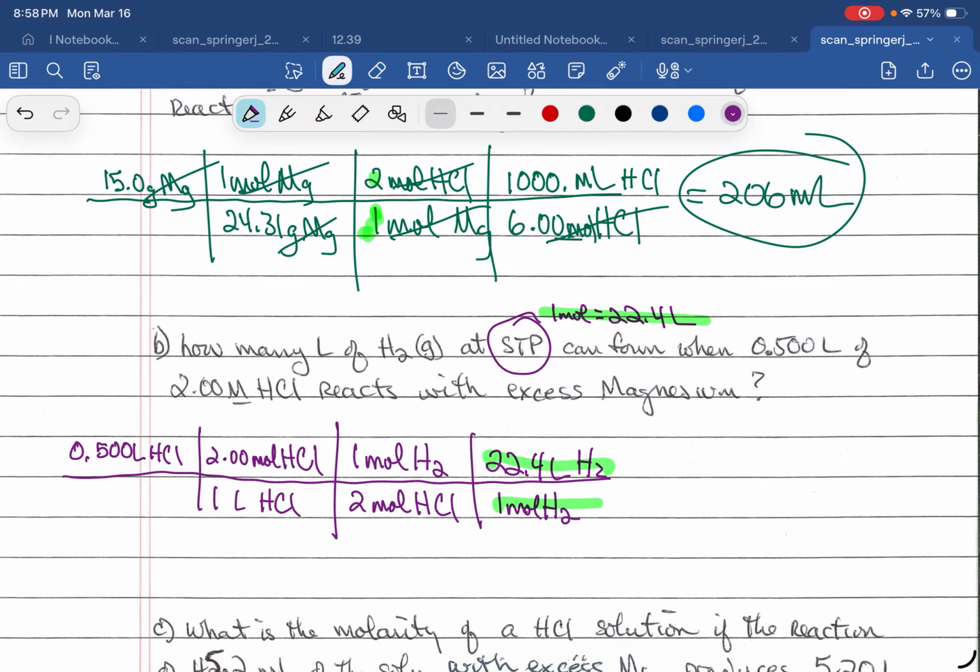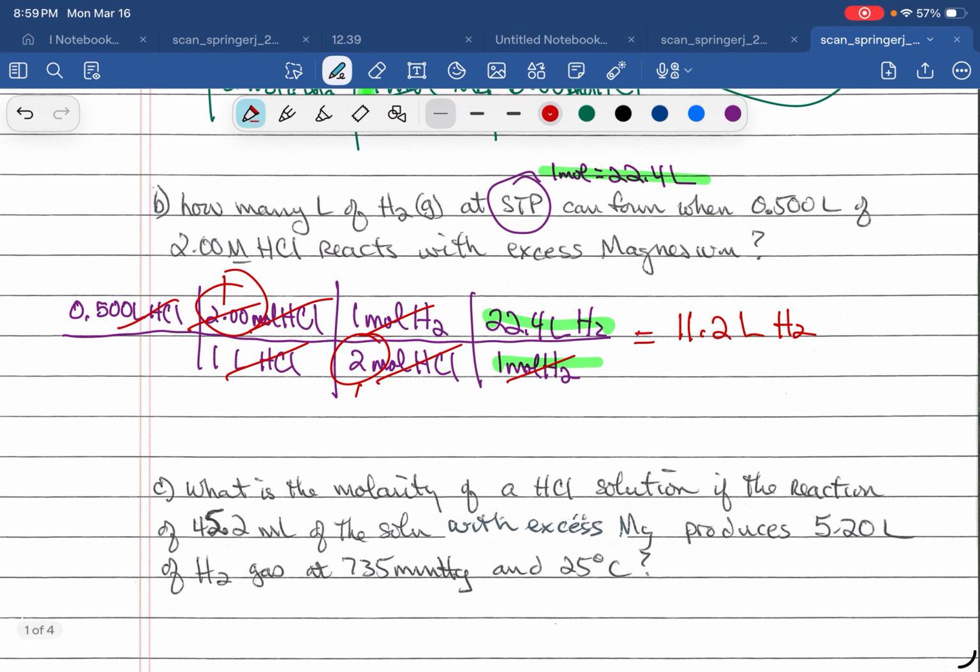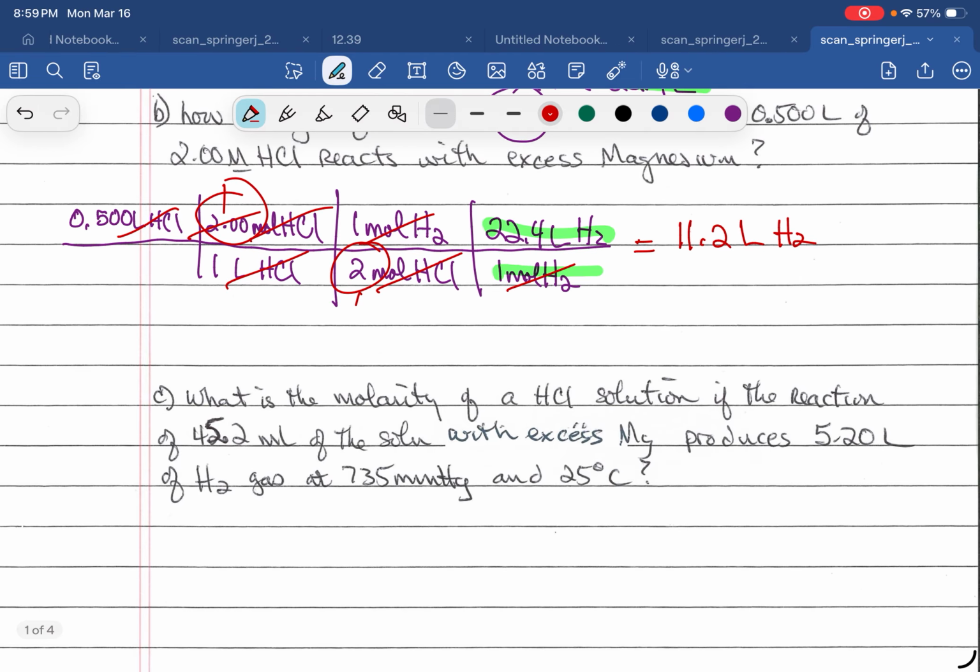At this point I'm canceling liters of HCl, moles of HCl, and moles of H2. And I can also reduce this 2 and this 2 to 1 and 1, so 0.5 times 22.4. So half of 22.4, I'm getting 11.2 liters of H2. All right, letter C, and we're done.